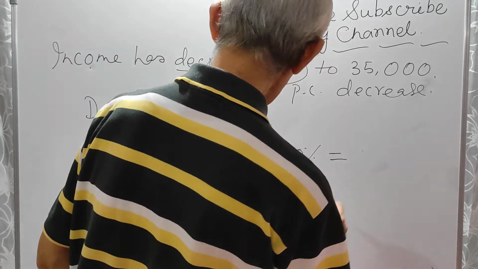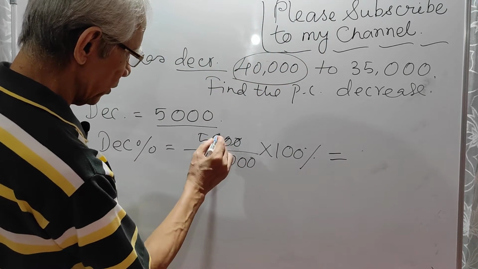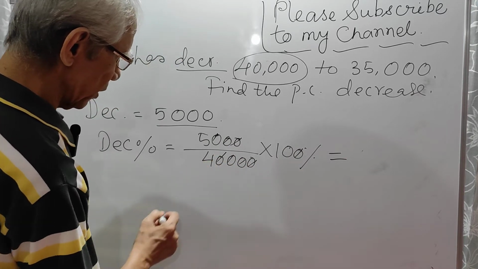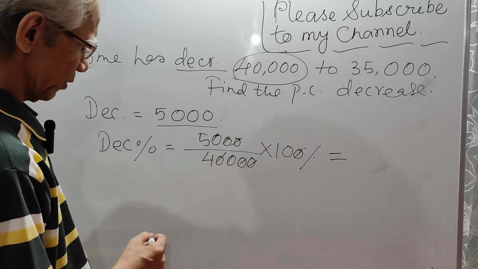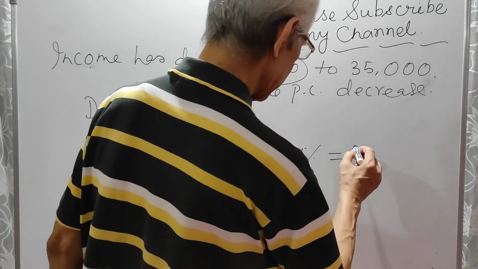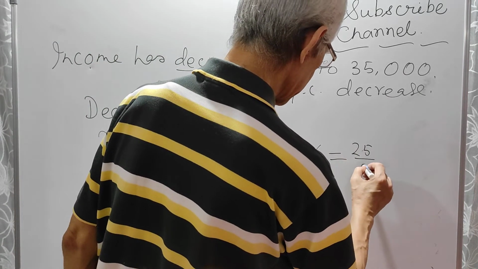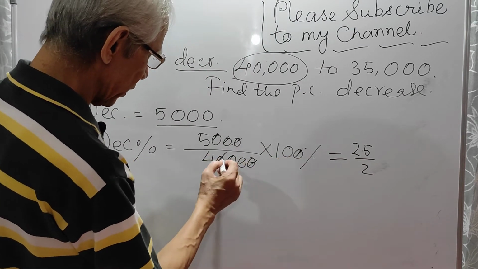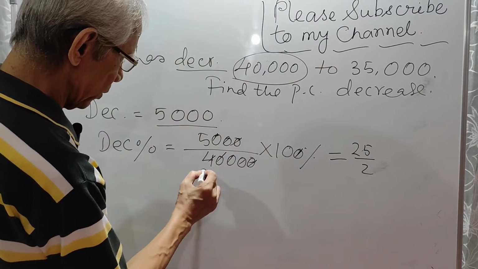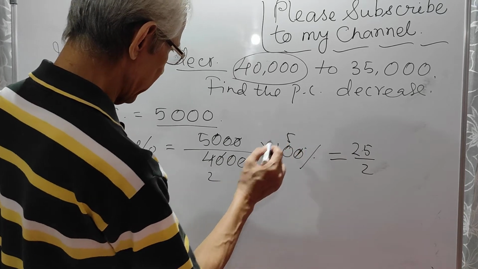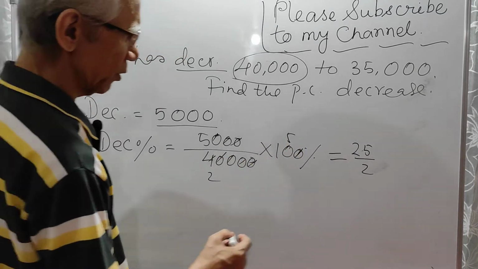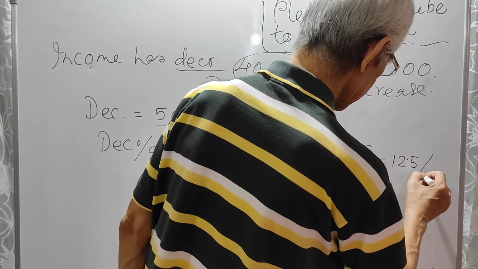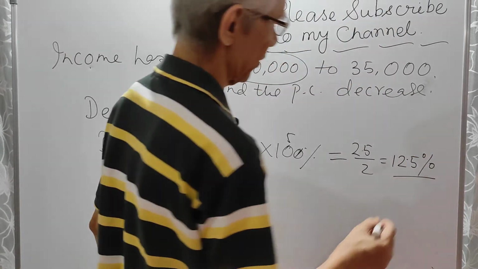So what do you get here? 0, 0, 0 cancel, another 0 cancel. So what is 50 by 4? That means 25 by 2, isn't it? So 3, 0, 4, 0 cancel. So 2, 2, 2, 5. 25 by 2, that means 12 and a half. 12.5%. This is the answer.